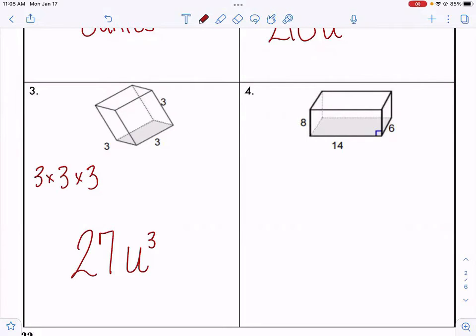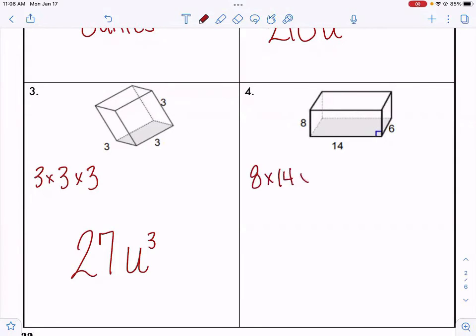Okay. All right, number 4. What do we need to multiply on number 4, guys? 8 times 14 times 6, right? And what did we get? Somebody got a calculator? 8 times 14 is 112. And times 6. 112 times 6 is 672. 672 units cubed.